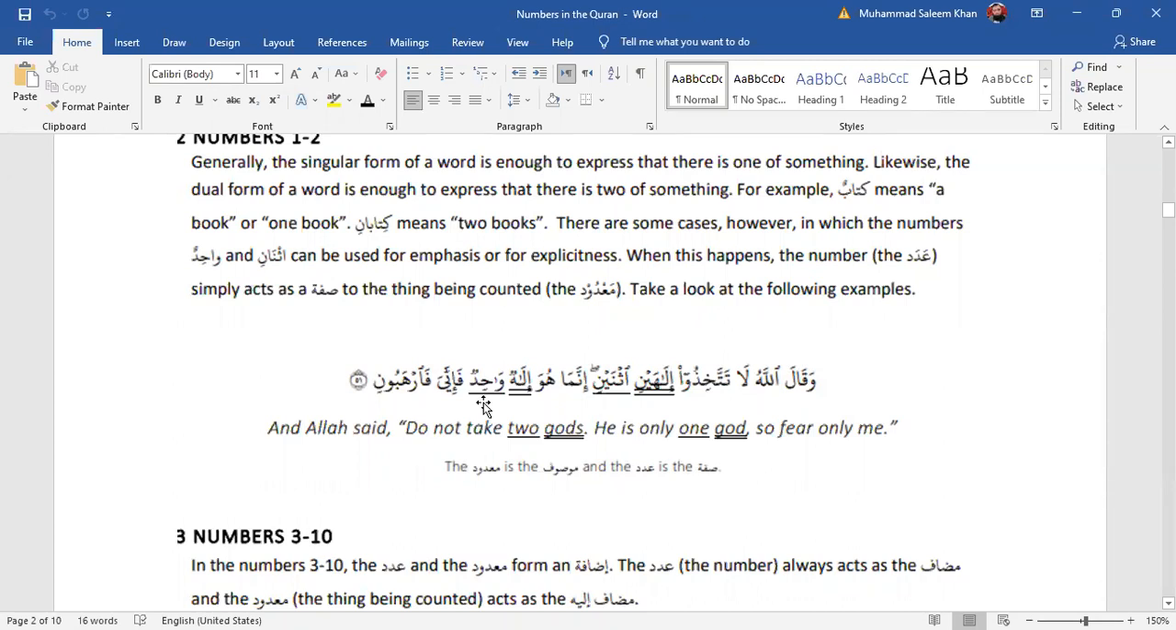So Allah subhanahu wa ta'ala is telling us that He is the only ilah that must be worshipped and that must be asked for help. No other person, no other entity, no other thing should be asked for help in any case whatsoever. So innama huwa ilahun wahidun fa inni farhabun. And again, fa'inni, there is emphasis, for sure. And then farhabuni, again there is emphasis. So look here, He is only one God, so fear only Me. All of this is so emphatic.